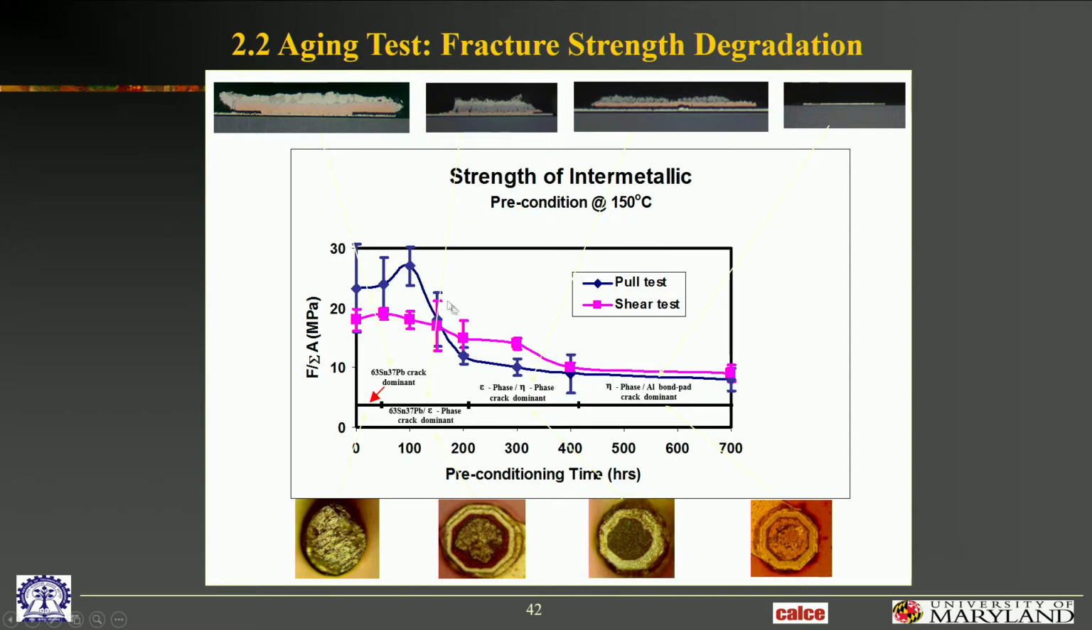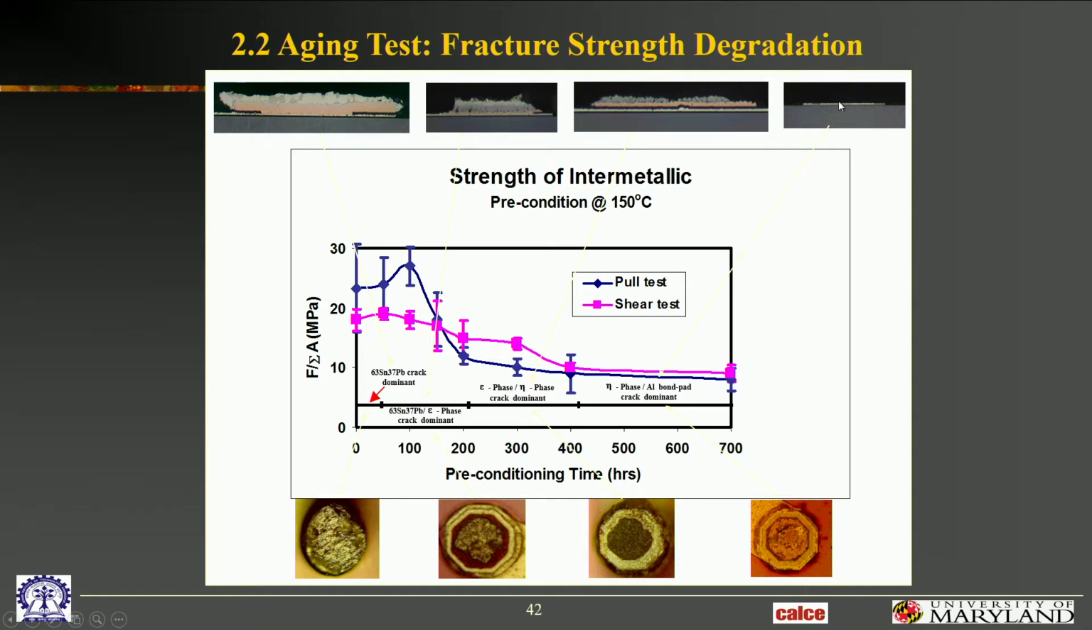And then those failed specimens, we looked at them very closely, and here's what we found. The initial failures at time 0 and time 50 were in the bulk of the solder, not in the intermetallic layer. Then slowly it started to move into the intermetallic layer. These failed in the intermetallic layer. So initially, as it moved into the intermetallic layer, it strengthened. And then as the intermetallic continued to degrade, it started to drop.